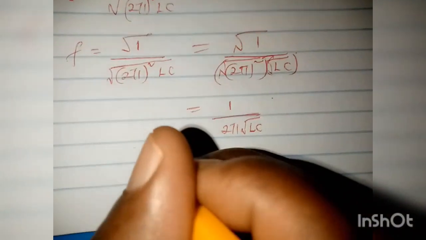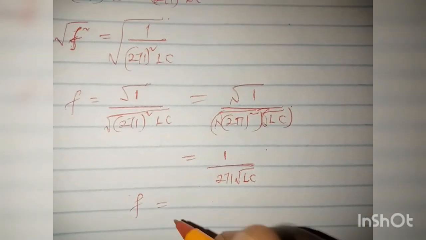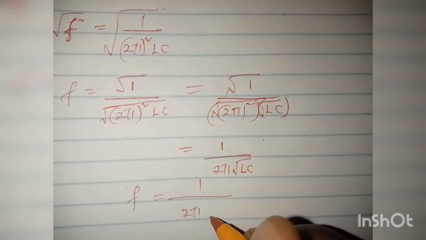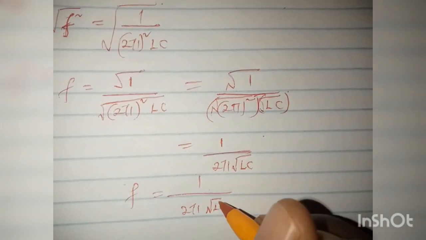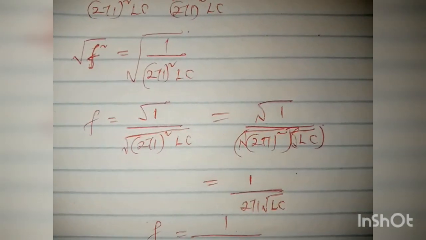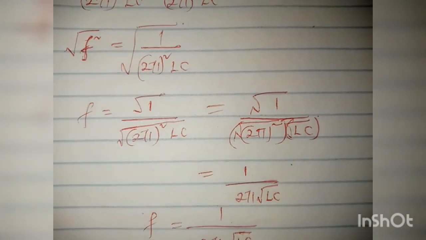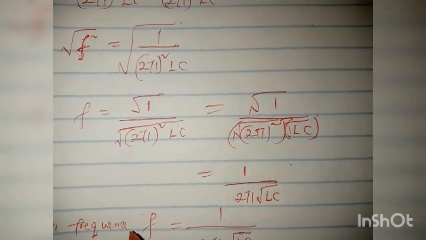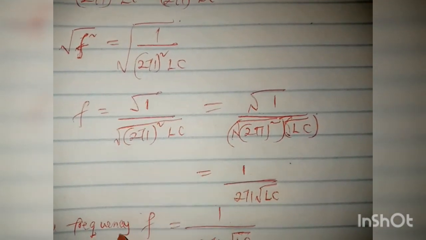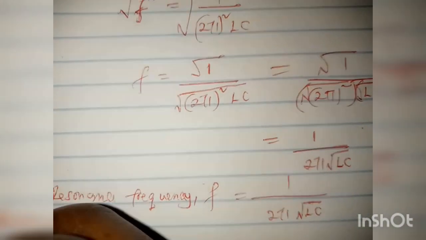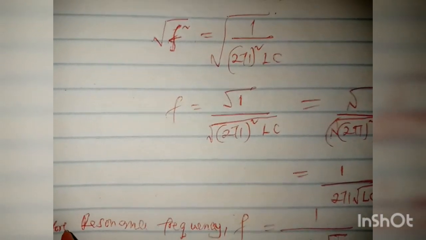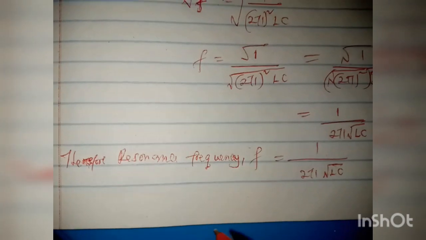Then the square root of LC is the square root of LC. Therefore, F, the resonant frequency F, is given by 1 over 2 pi times the square root of LC. Resonance frequency F. So that's the frequency.